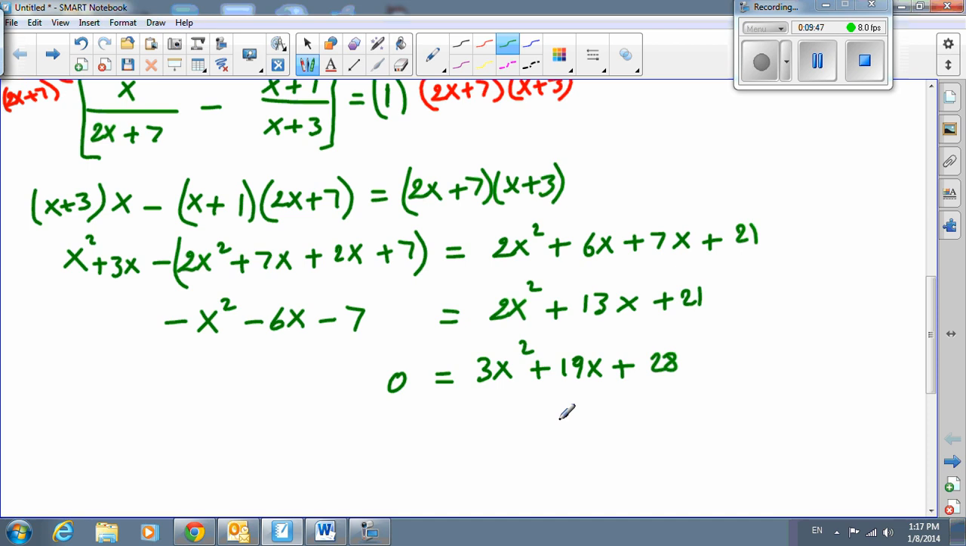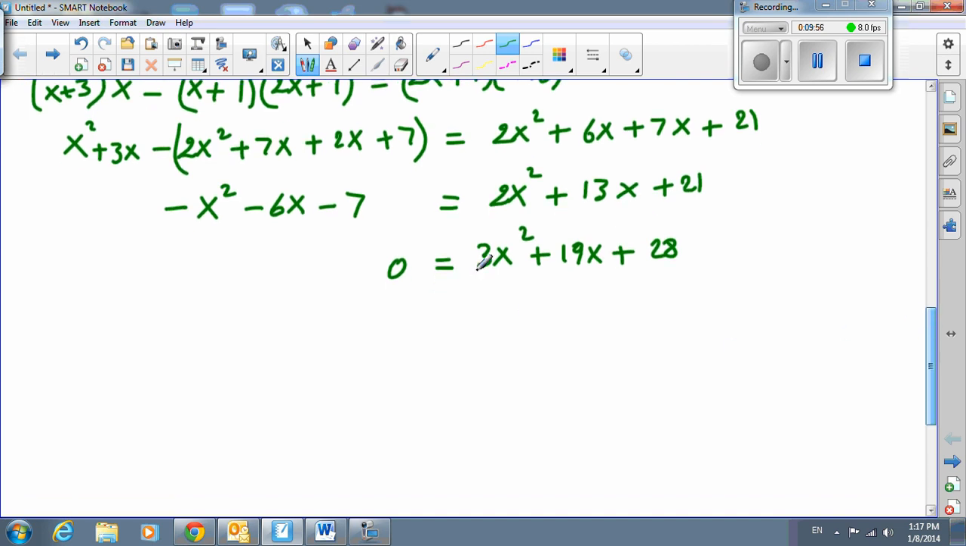Well, at this time, I can use various methods to factor it or to solve it. But I'll try not to use a calculator. I'll do 3 times 28 is 84. I need two numbers whose product is 84 and whose sum is 19. That would be 12 and 7. But of course, if you think of 2 and 42, it will not add to be 19. Or if you think of 21 and 4, it will not add to be 19.